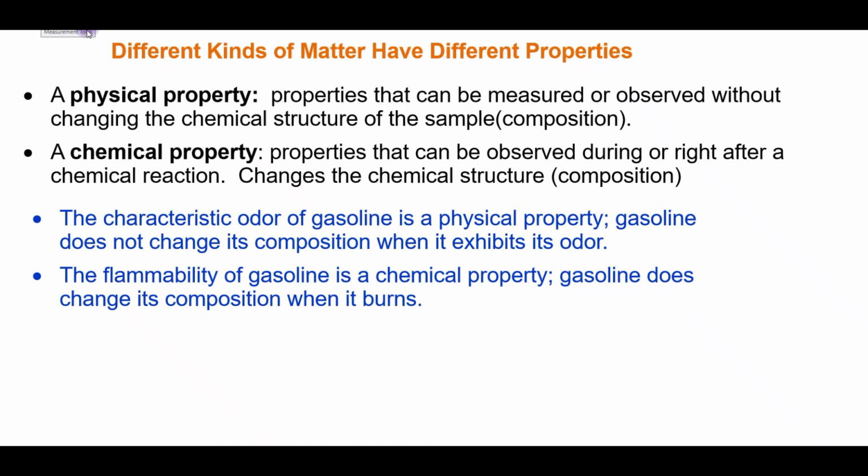Welcome to Chapter 3. A physical property can be measured or observed, and it doesn't change the chemical structure. Sometimes we say it doesn't change the composition. But a chemical property is observed during or after a chemical reaction. In this case, the chemical structure does change.